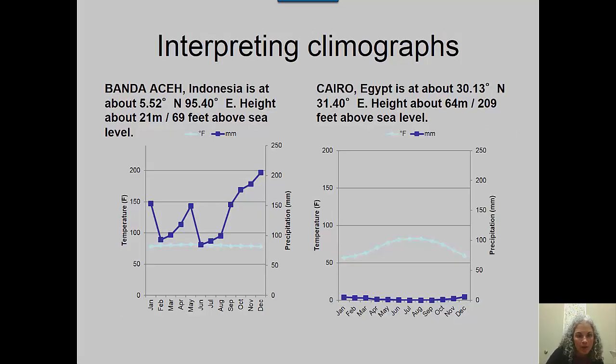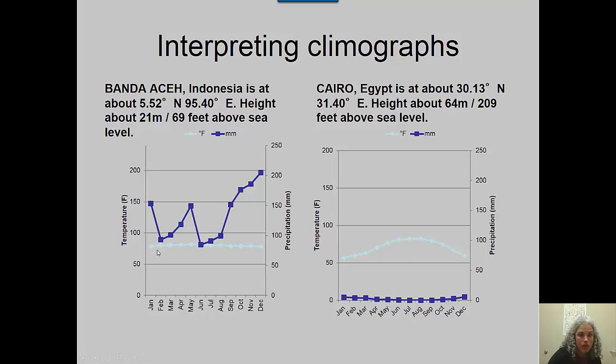Okay, one last point I want to make is that we can display climate data in a graph called a climograph. So here I have two climographs, one for Banda Aceh, Indonesia, and one for Cairo, Egypt. It's showing both temperature and precipitation. It's showing temperature in this light blue line that's probably a little bit hard to see, and it's showing precipitation in millimeters in this darker blue line. So right away, we can get a lot of information about the climate of these two areas.